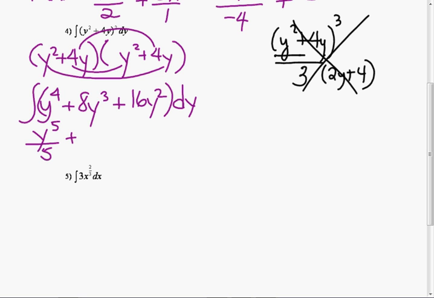It's 8y cubed, so we're going to go up 1 over 4 plus 16y over 3 plus, what was the question? 8y cubed, because it's 4y times y squared. You have to FOIL it. Although, based on our algebra quiz, some of you still don't want to FOIL. Do that. That's it.